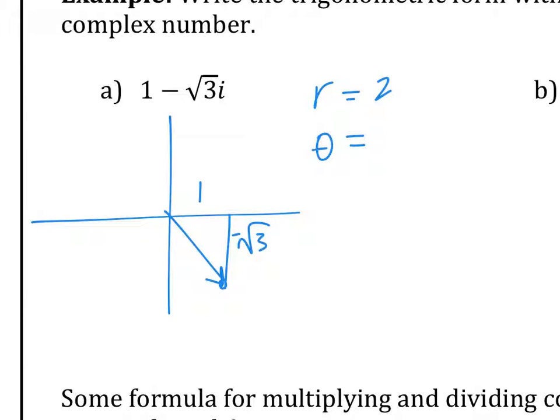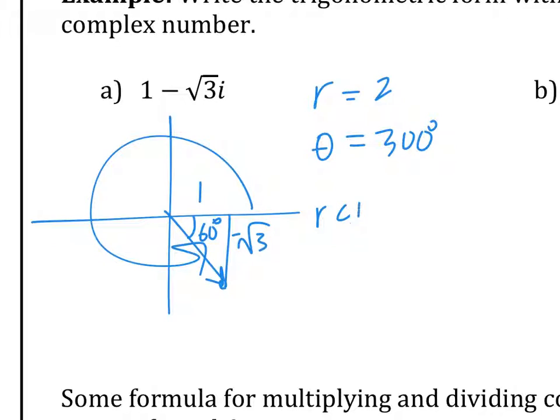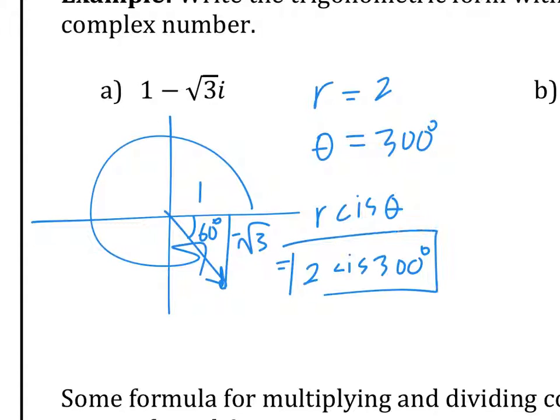Theta is not 60. We can't still be doing 60. 60 is this part, from the 0. 300. Okay, please make sure that you don't make that mistake. Okay, r cis theta. So in that form, 2 cis 300. And then you're done. So that is changing from complex number to trigonometric form.